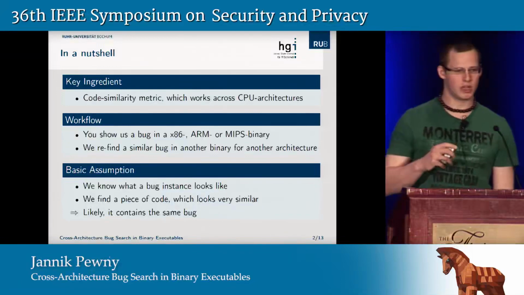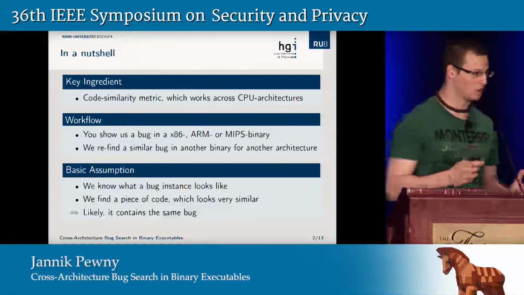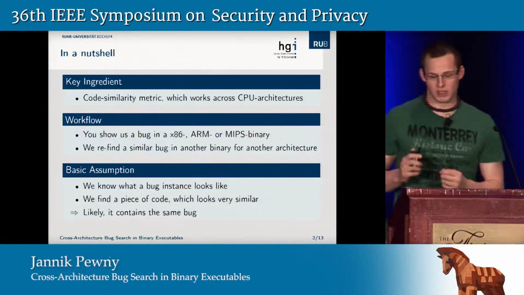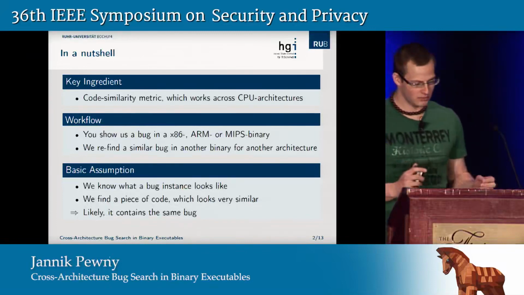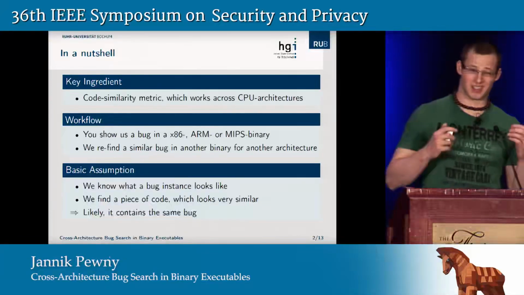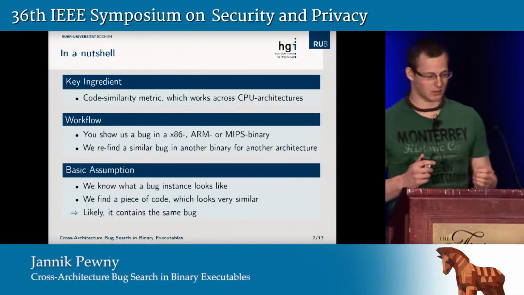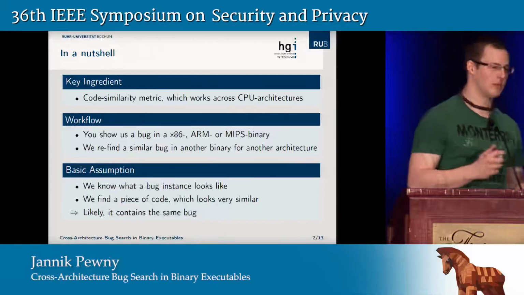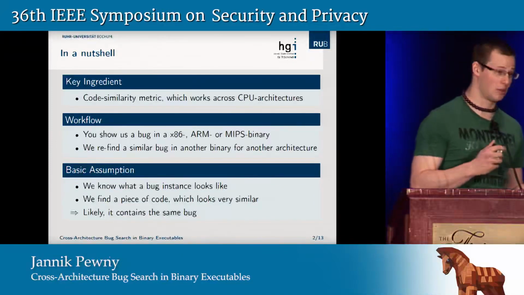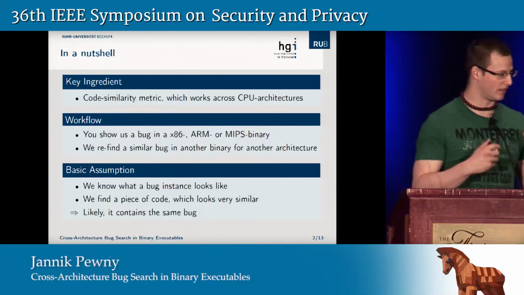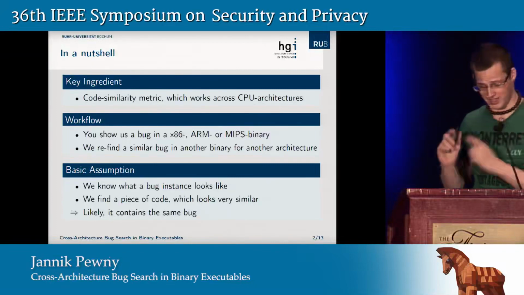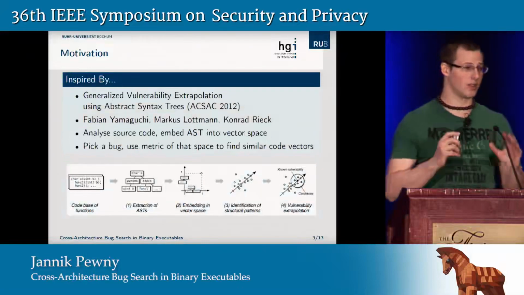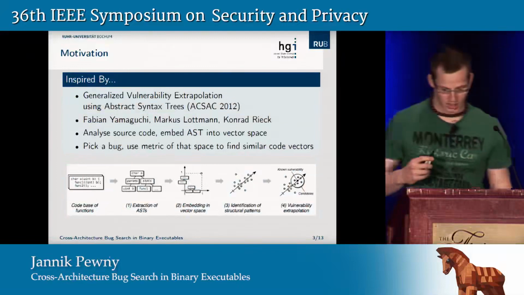architecture. The basic assumption with finding bugs with code similarity is that we know what a specific bug instance looks like. We try to find a piece of code which looks pretty similar to that. And then it is likely to contain the same bug. The reason for the code pieces being similar is that programmers are lazy. They will copy and paste code, and that means they will also copy and paste bugs. They may adapt them slightly to the situation, which is why we not only find the same bugs, but sometimes similar bugs.